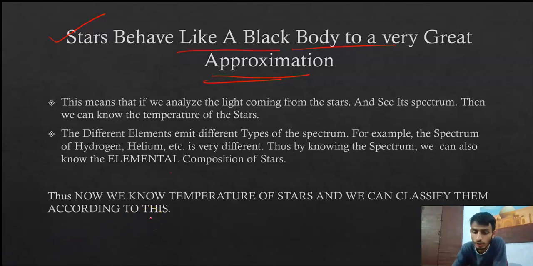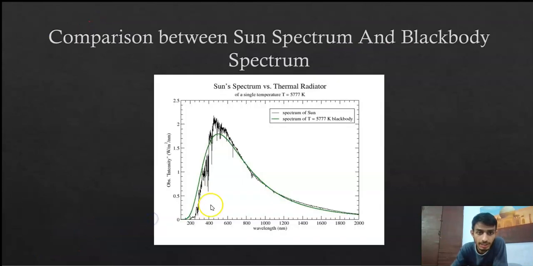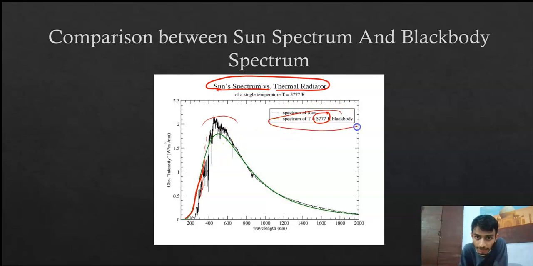So I have drawn here the spectrum of the sun, and here you can see the sun spectrum and the thermal black body spectrum. So this green is the black body spectrum, and this wiggling spectrum is the sun spectrum. And you can see that the 5777 Kelvin black body spectrum is matching with the spectrum of the sun. So it means that the temperature of the sun is 5777 Kelvin, at least the surface temperature.